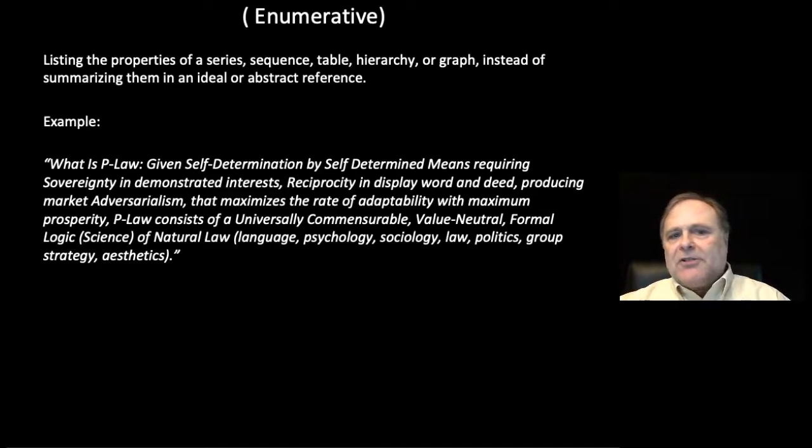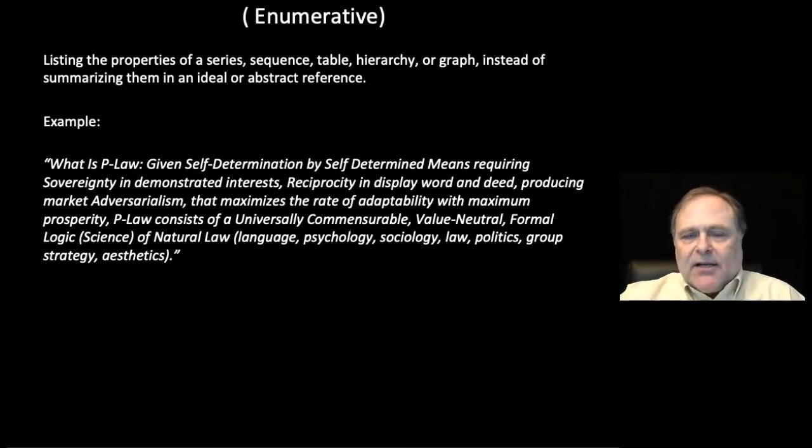Producing market adversarialism that maximizes the rate of adaptability, etc. So these are enumerative sentences that list all the properties of a thing, like universally commensurable, value neutral, formal logic of natural law, and then I go through and enumerate language, psychology, sociology, law, politics, etc. So that's using the enumerative method. Again, this is to lay down in stone the inability for others to intentionally or accidentally misinterpret or abuse what you've said, or for us to disambiguate and identify the abuses that others have cast upon us.